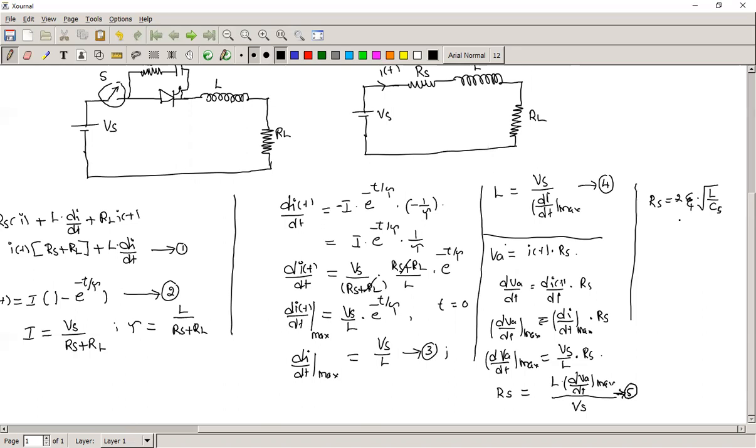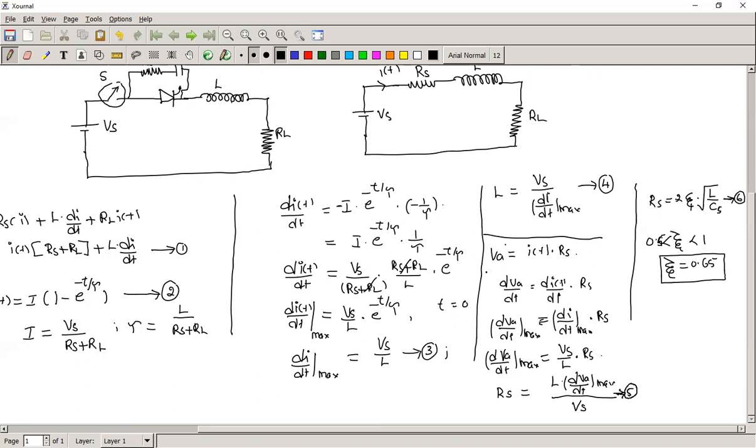For optimal designing of this snubber circuit, the zeta value always lies between 0.5 and 1, but we always take zeta equal to 0.65. This is the optimum value. Now by using this formula, which we take as equation 6, we can find out the capacitor also.